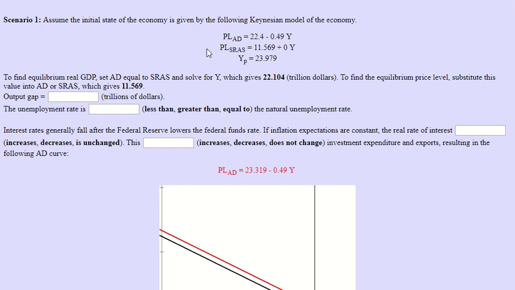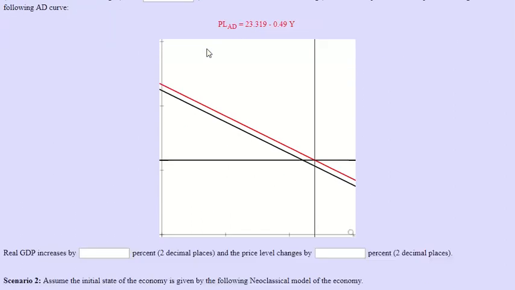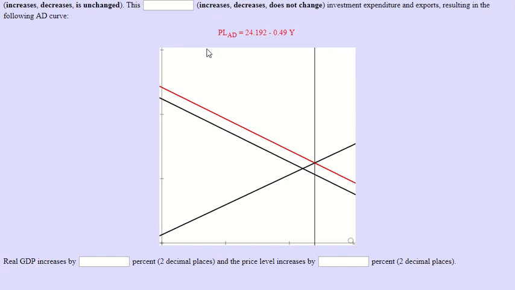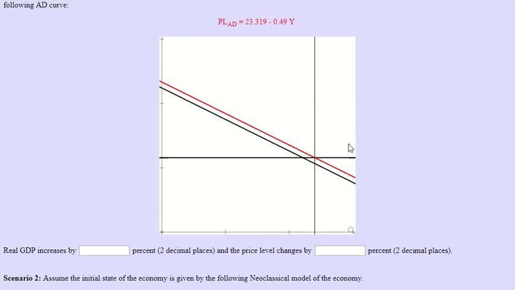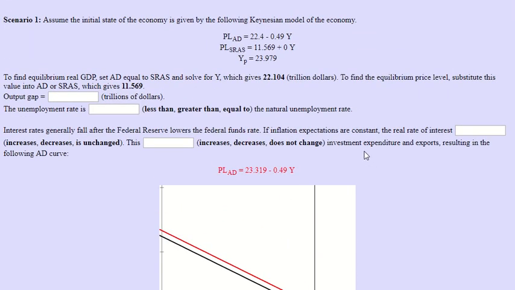And we have two scenarios. We have the Keynesian model. We're going to compare the Keynesian model to the Neoclassical model. In the Neoclassical model, short-run aggregate supply slopes up. In a Keynesian model, the short-run aggregate supply curve is flat, perfectly elastic. Okay, and they have different conclusions, different consequences. So to find the equilibrium GDP, you set the aggregate demand curve equal to the supply curve, and then you solve for Y. And I've done that for you right here.